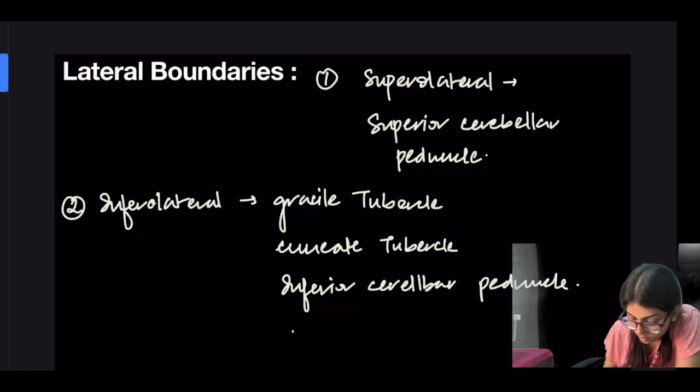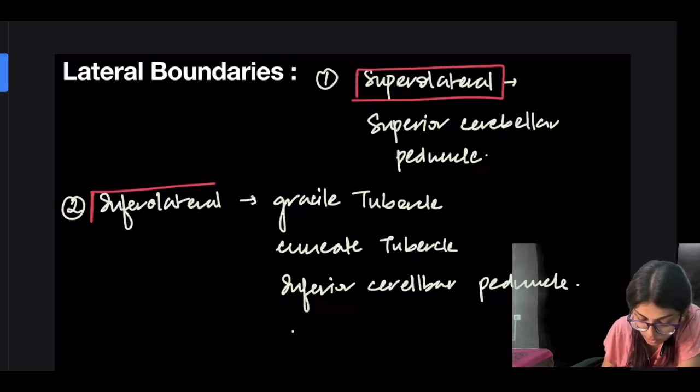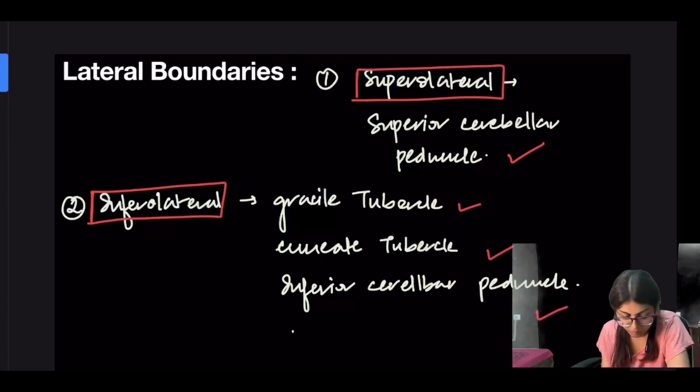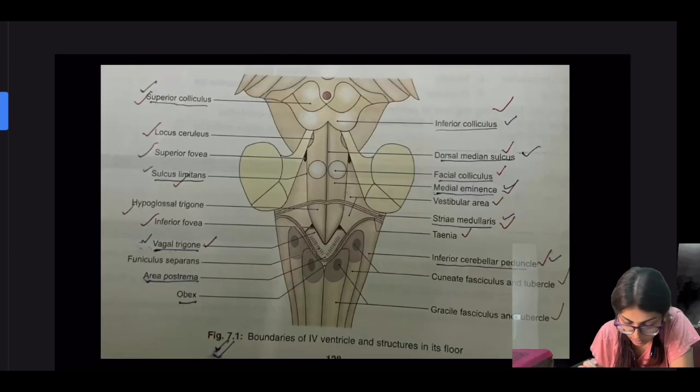So of the lateral boundaries, the first is the superolateral and the second is the inferolateral. The superolateral is formed by the superior cerebellar peduncle, and the inferolateral is formed by the gracile tubercle, cuneate tubercle, and the inferior cerebellar peduncle. Let's see all this in the diagram. So this is our fourth ventricle. In this diagram we mainly see the boundaries and the floor. The floor we will discuss afterwards. So we have two boundaries: superolateral and inferolateral.